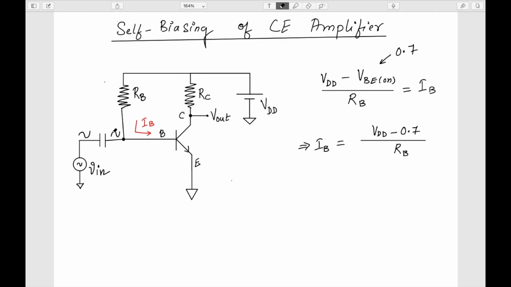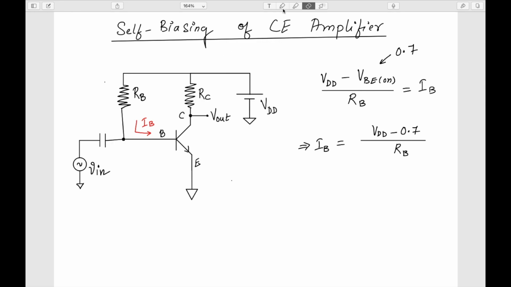If instead of connecting this capacitor I had connected this directly, it would have disturbed this biasing point. Because I'm connecting this close to the ground, the voltage drop across this VBE would have been 0 and this current would have been disturbed. So that's why we need to use a capacitor, to allow only the AC to pass.